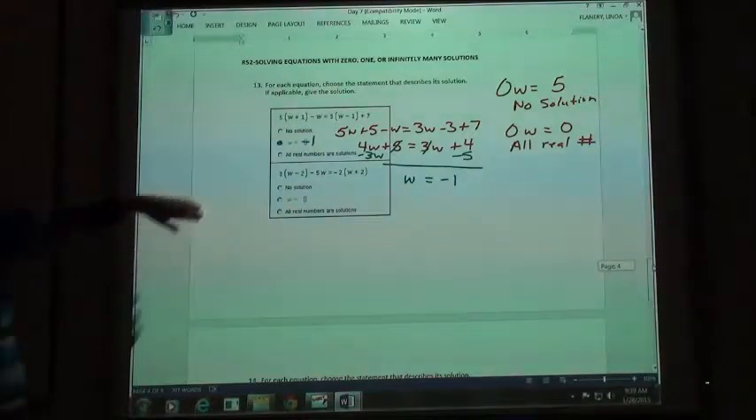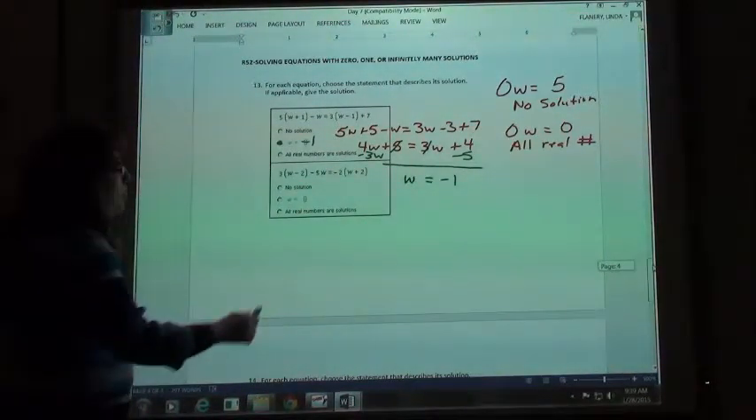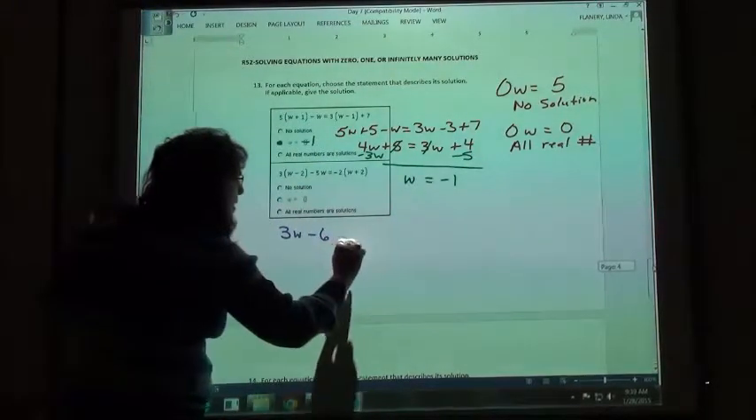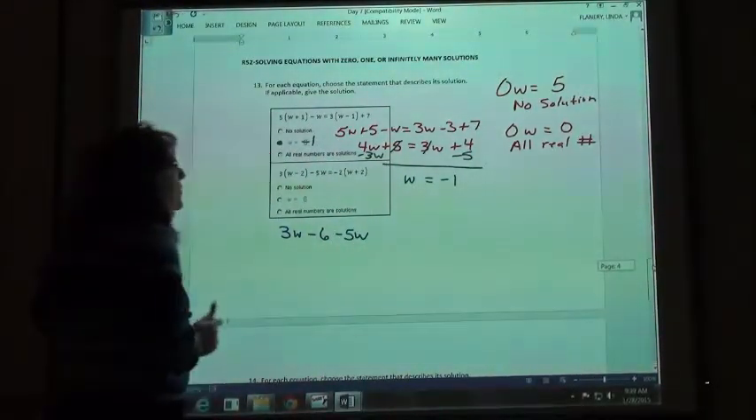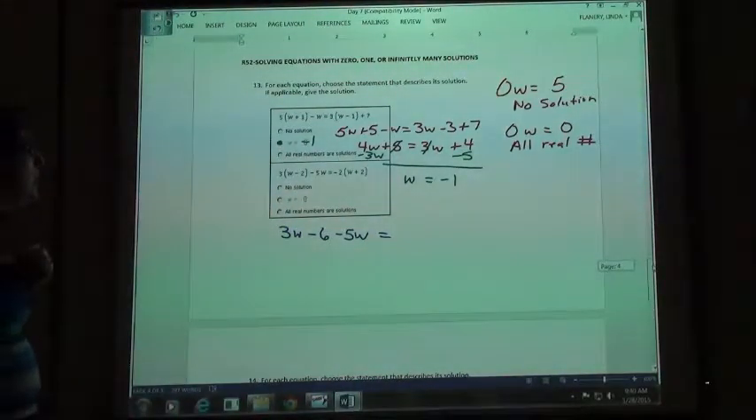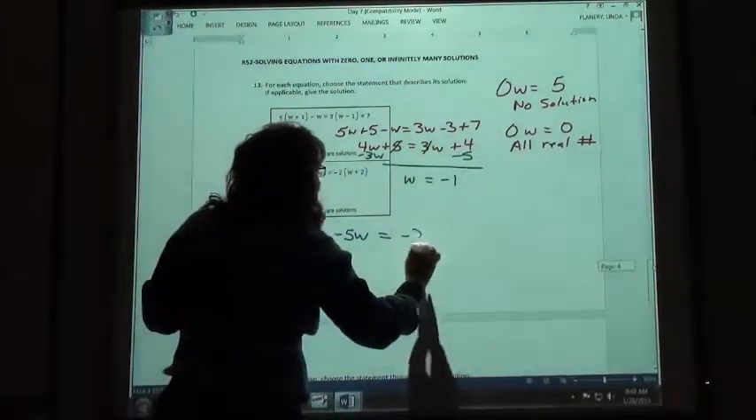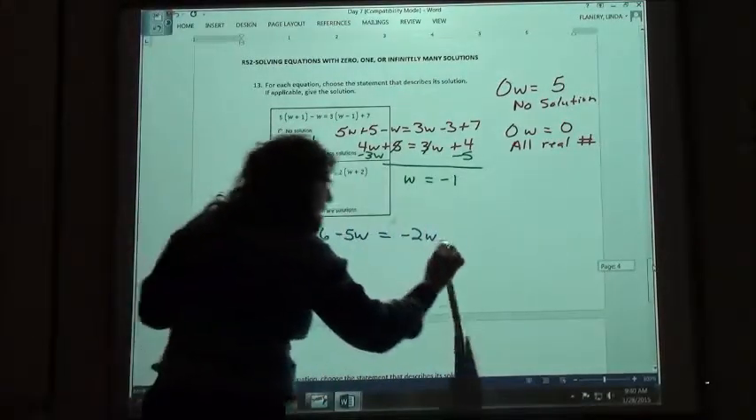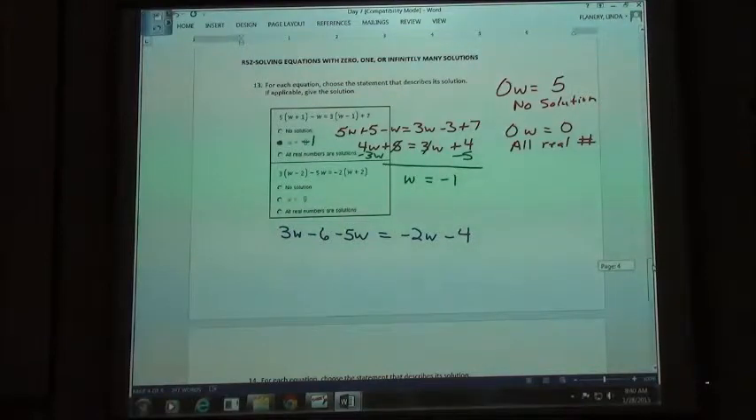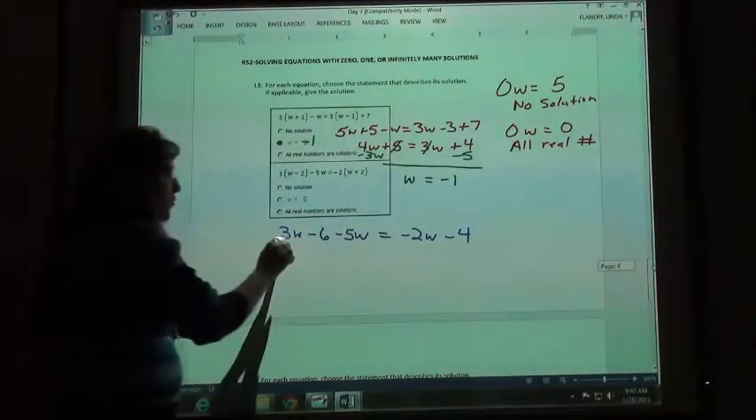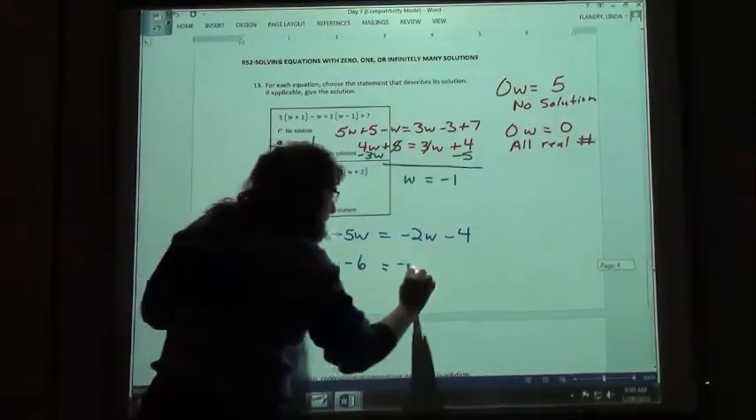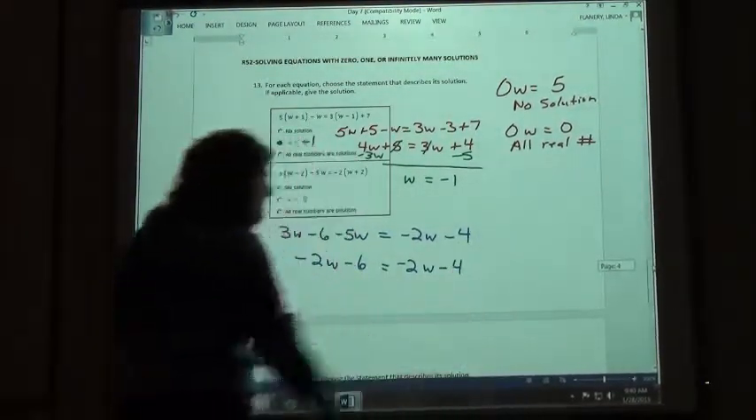The second one, if I'm going to solve that one, multiplying by my... 3W minus 6. The minus 5's on the outside of the parentheses, so I'm just going to bring it down. On the other side, multiplying by negative 2, I get negative 2W, and the negative times the negative, so minus 4. I can combine my like terms here. 3 minus 5 is negative 2W minus 6 equals negative 2W minus 4.